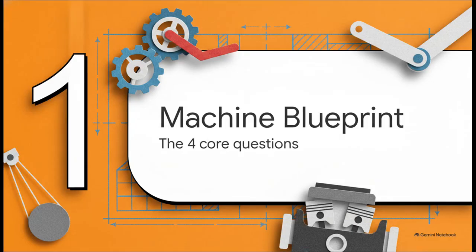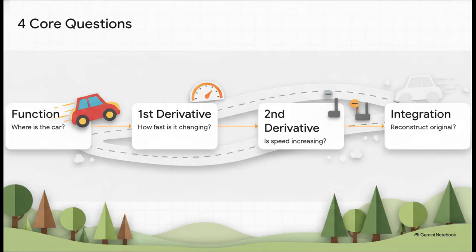All right, let's look at the foundational blueprint of this machine we're building. To keep things super simple, imagine a little toy car just rolling across the floor. Our entire mathematical machine is built to answer just 4 basic questions about its journey. Step 1, where is the car right now? In math terms, that's our function. Step 2, how fast is its position changing? That's the first derivative. Step 3, is that speed itself increasing or decreasing? Like, are we hitting the gas or slamming the brake? That is the second derivative.